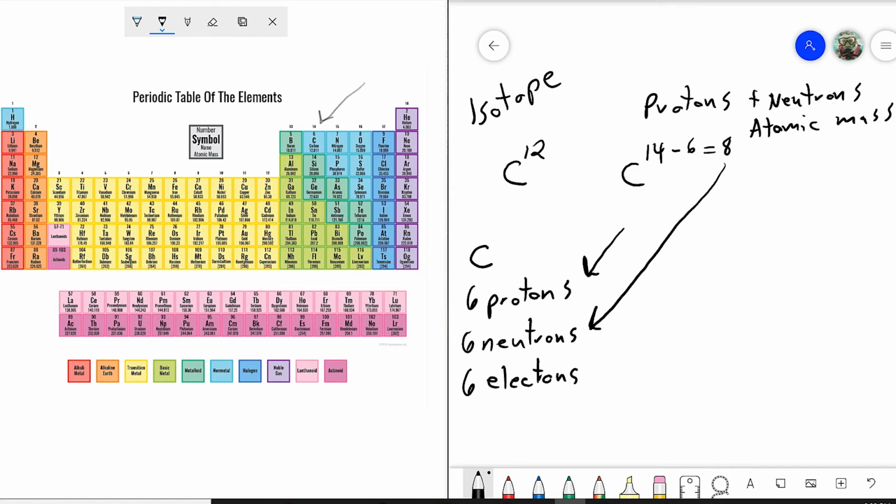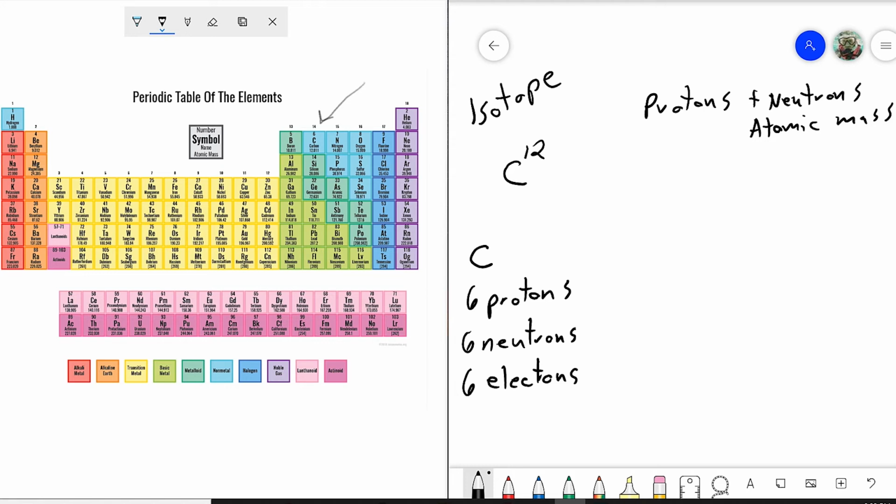And so the same thing if we were to have carbon 13, which is sometimes found in nature. So carbon 13, you subtract the protons that it should have, and this is going to give you 7. And so you know that carbon 13 has 7 neutrons. And this is how all isotopes work. And so let's look at another example.